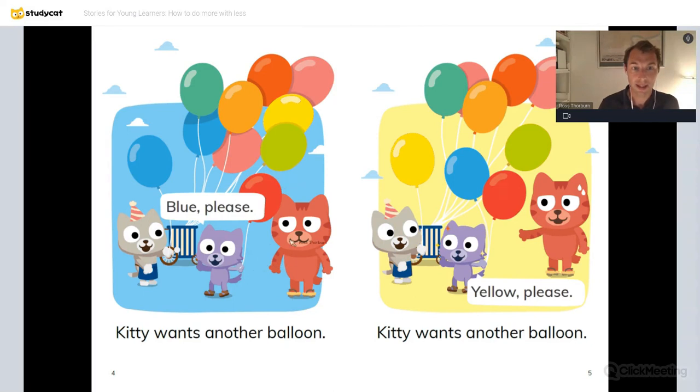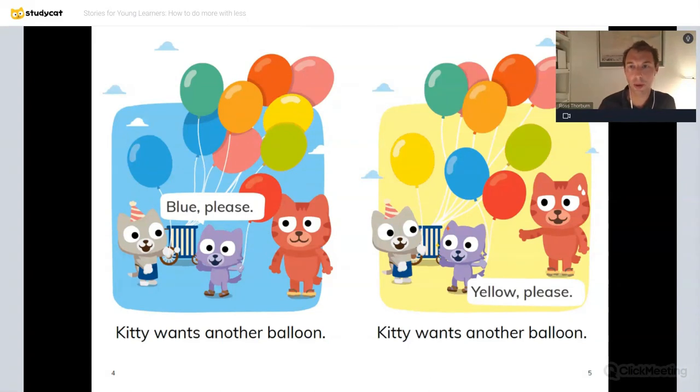And then Kitty, you see over here, she has her red balloon, but she wants another balloon. Kitty wants another balloon. So she says, blue, please. And we can see the balloon salesman handing over another balloon. And then Kitty wants another balloon. So Kitty says, yellow, please. Okay, so this story so far, not very much conflict.